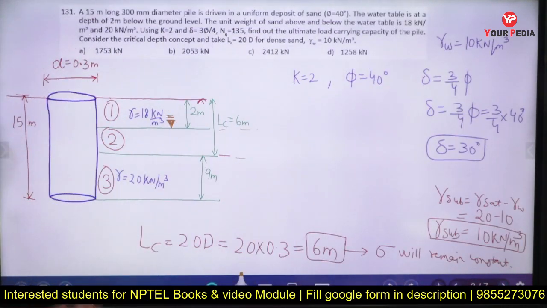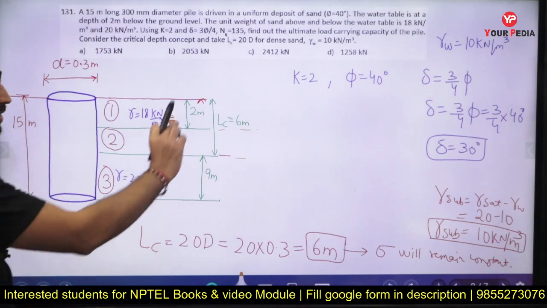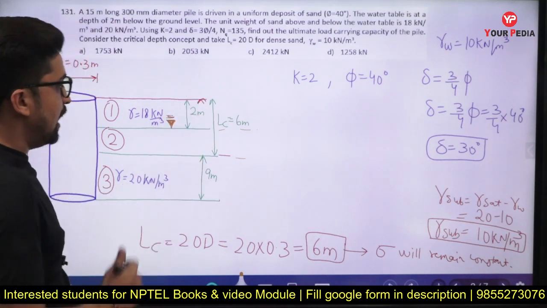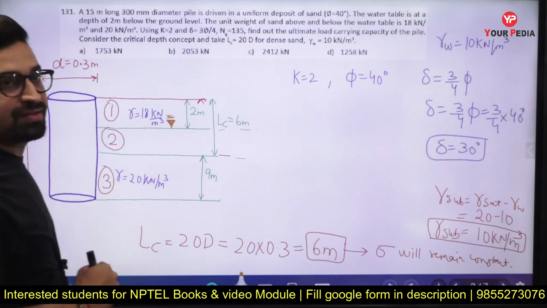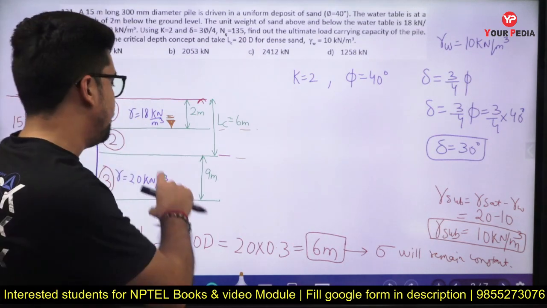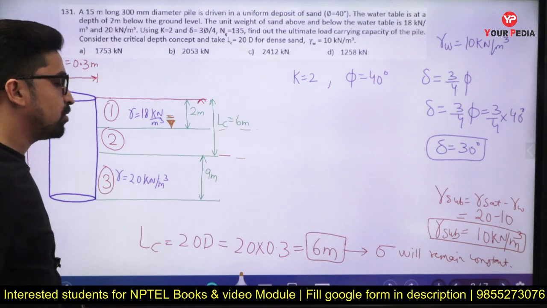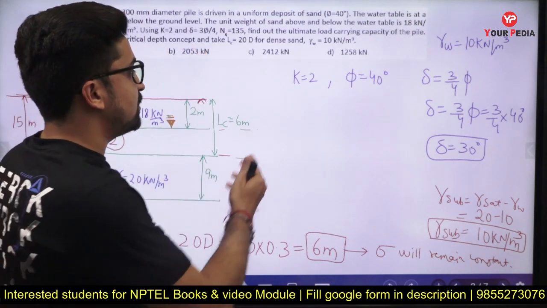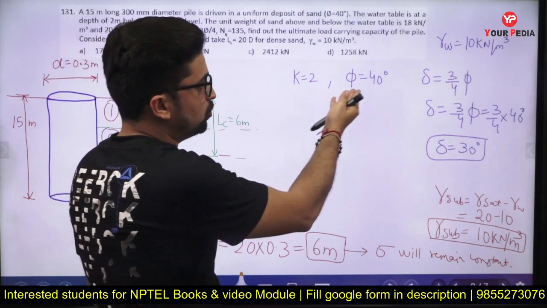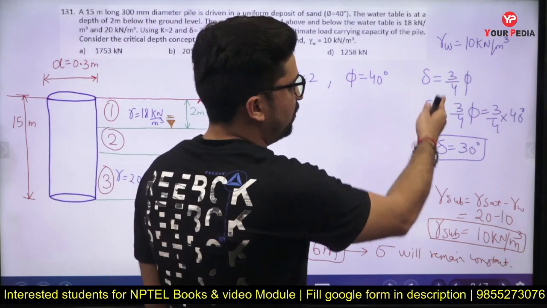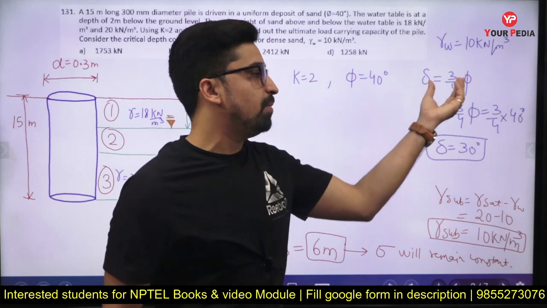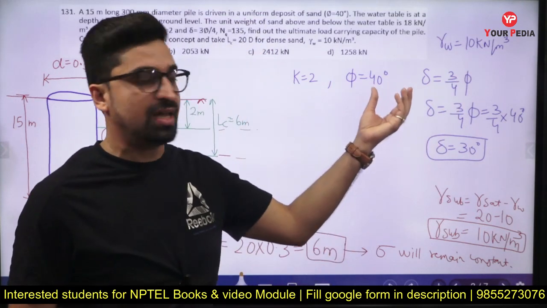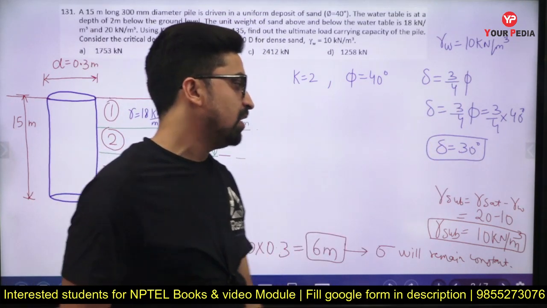So here they have given you a pile of diameter 0.3 meter, length 15 meters, and the water table is at a depth of 2 meter. The gamma value above the water table is 18 kilonewton per meter cube and below the water table gamma is equal to 20 kilonewton per meter cube. Along with that they have also given you K value which is 2, phi is 40 and delta is 3 by 4 of phi. So delta will become equal to 3 by 4 times 40, which is 30 degrees.